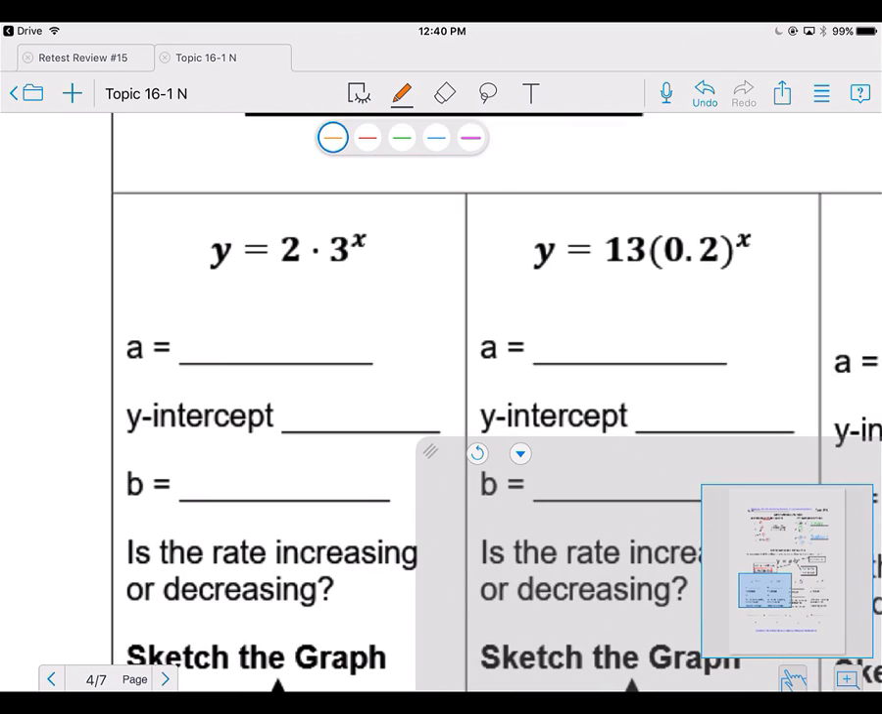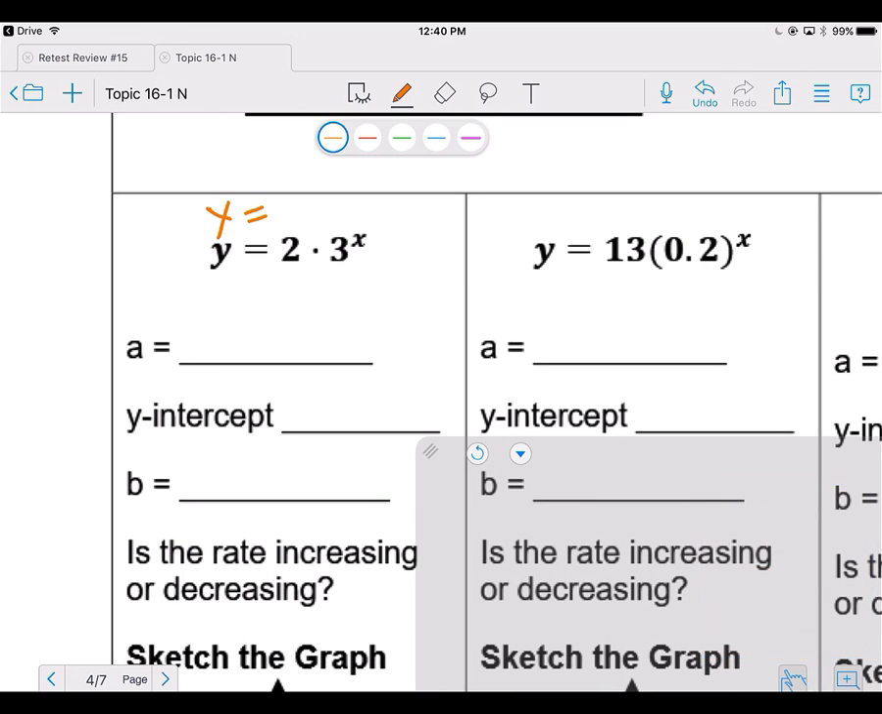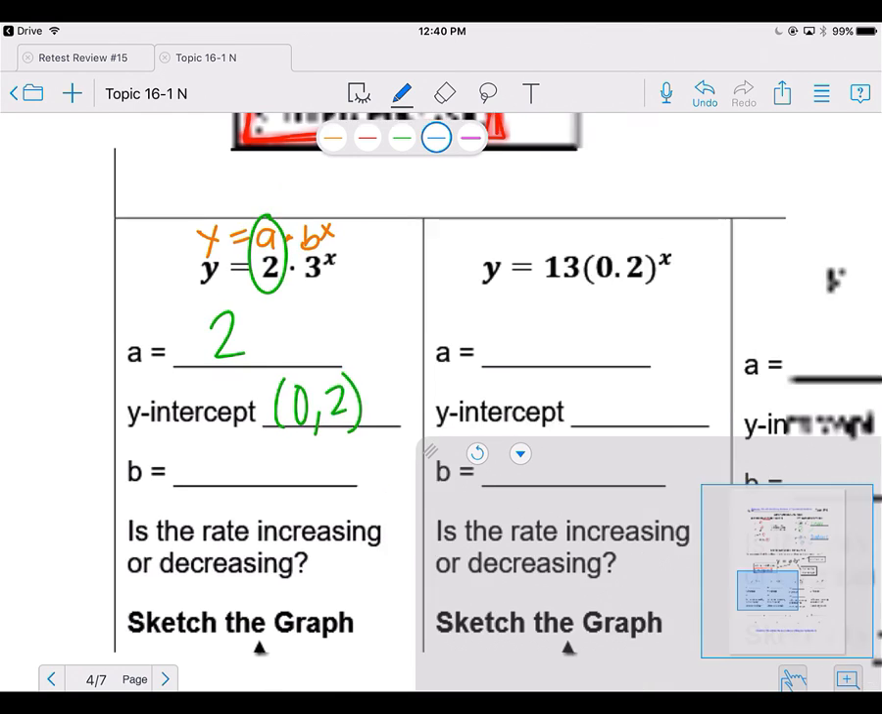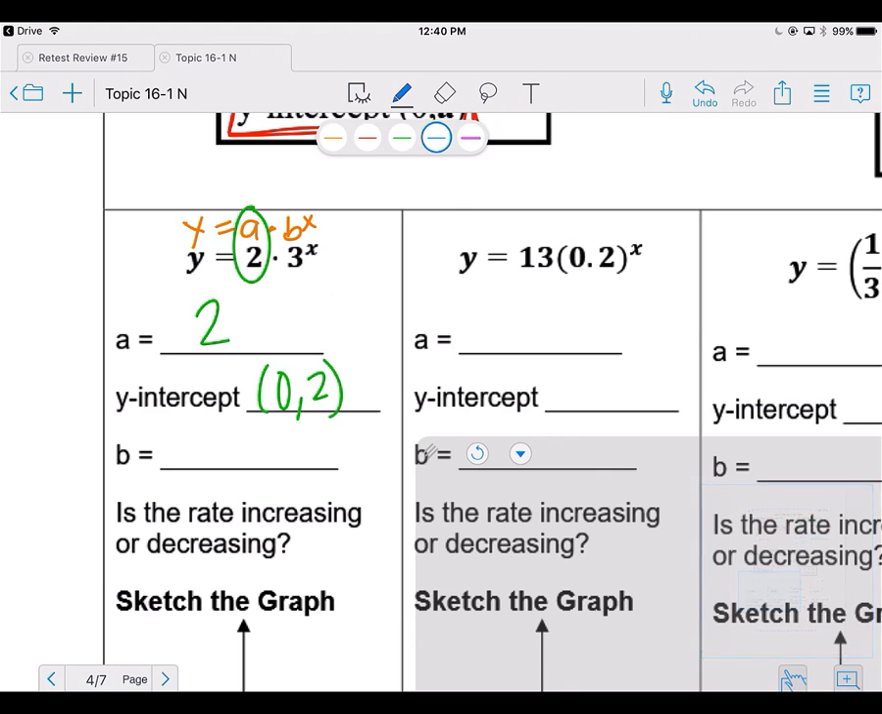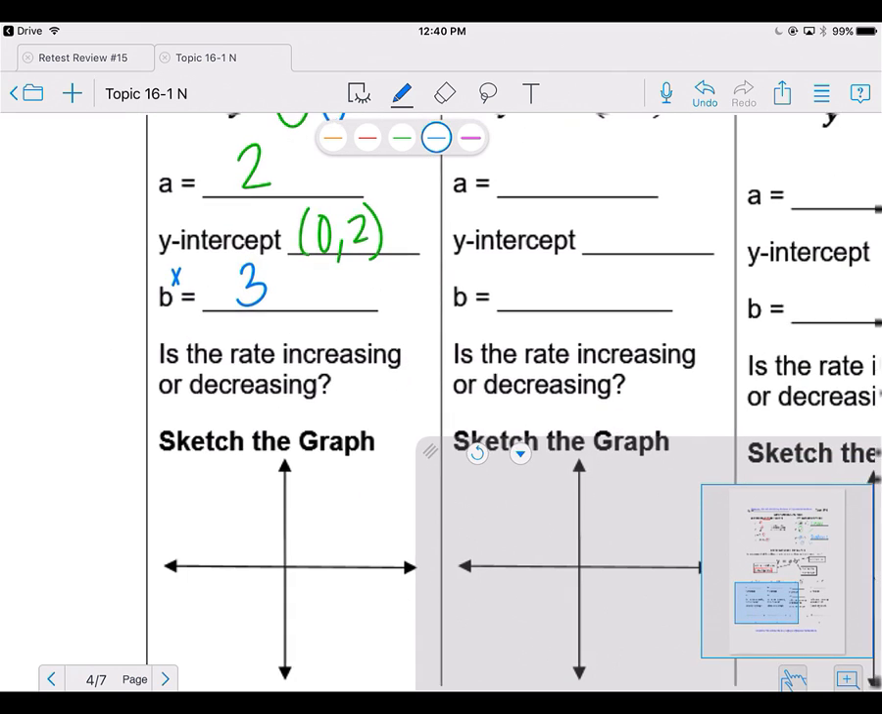So on your notes, if you label a times b to the x, it becomes very clear. Our a is 2. Remember, our a is our new y-intercept, so our y-intercept is (0, 2). And then our b value is 3. Your b value is always the one that has the tiny x on the top next to it.